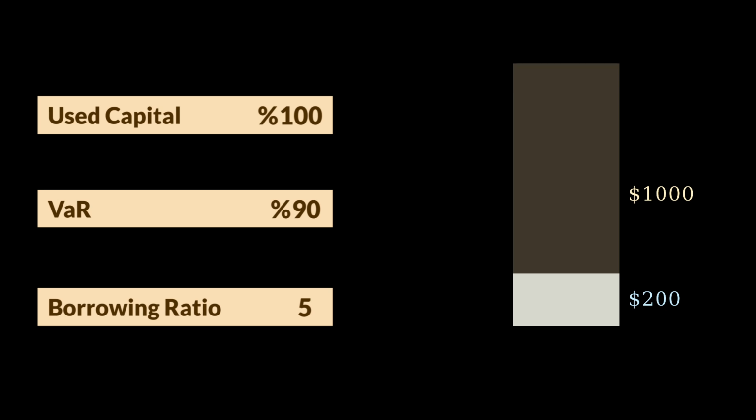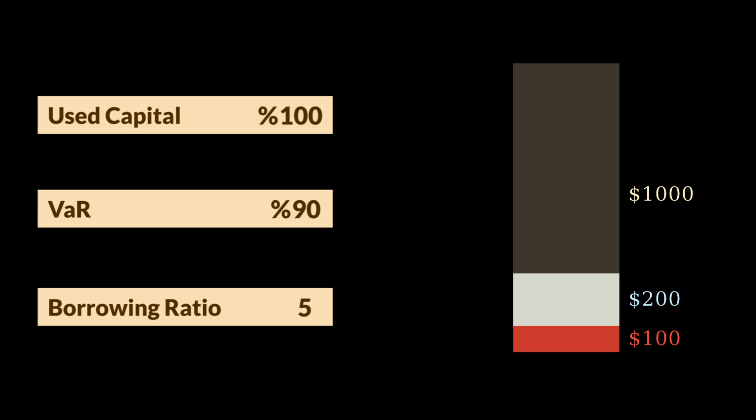To make it clear, let's do an example. Let's say my VaR is 90%, my used capital is 100, which means all of my capital is going to be used daily, and my borrowing ratio is 1 to 5, which means I'm going to borrow 5 times more than my original capital. And at the start, I have $200. Because I borrow 5 times my $200, it's going to be $1,000. Because my VaR says 90%, it means in a rare scenario, I'm going to lose 90% of my capital, which means I will be left with $100.